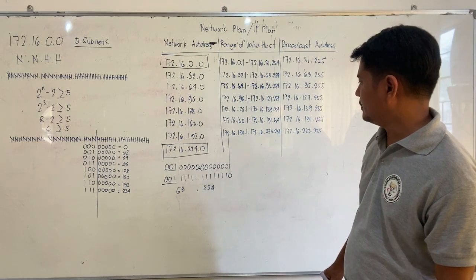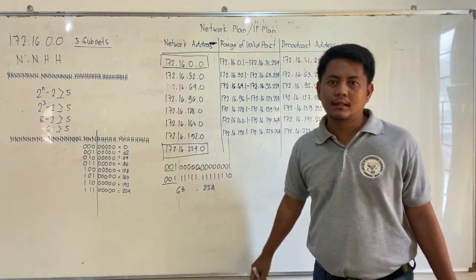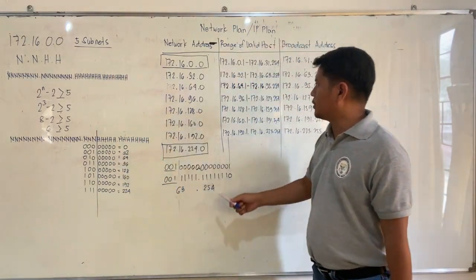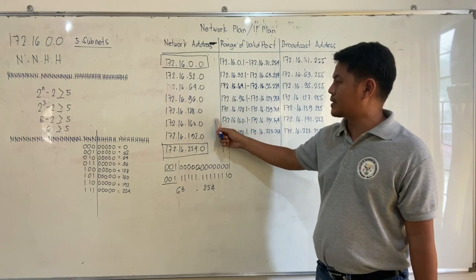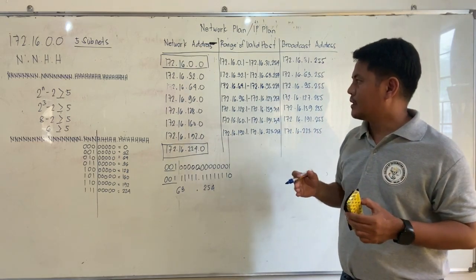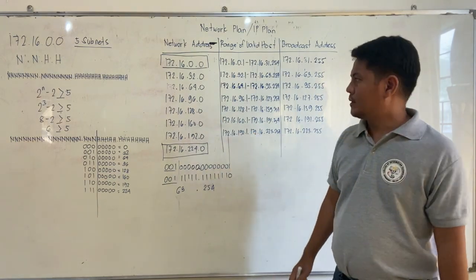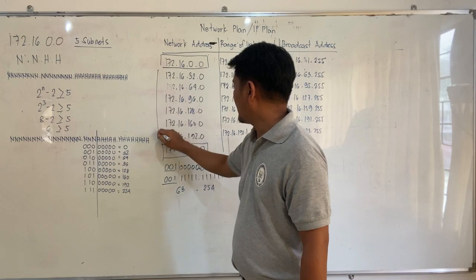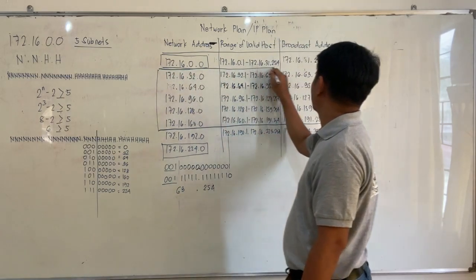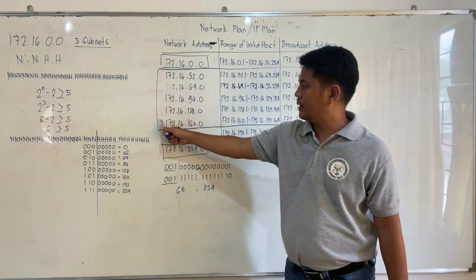So we only need 5 subnets as per our requirements. Okay? We only need 5 subnets, and we produced 6 usable subnets. Okay, it's up to you. What subnets are you going to choose among the 6 valid subnets? So you may choose the first 5 subnets. Okay, so the first, second, third, fourth, and the fifth subnet.